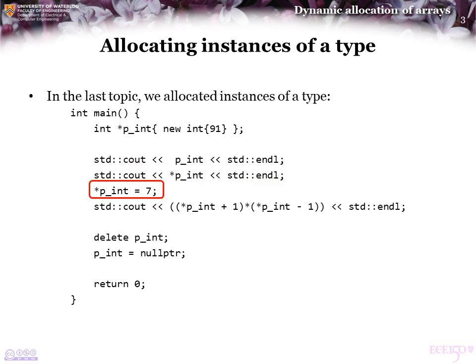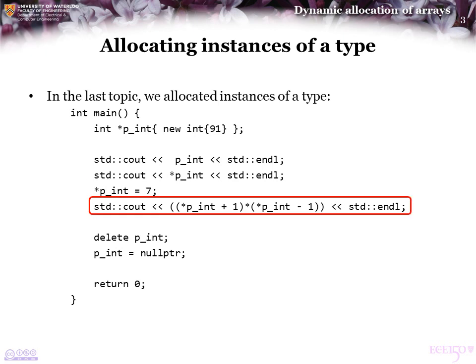Now we're going to change what is there by assigning to what is at that location the value 7. We can now use the value that is there in any arithmetic statement, just like we could have before with a local variable of type int. So here, whatever is at that location, I add 1 to it, and I multiply that by whatever is at that location minus 1. So in this case, because the value stored there is 7, this will print out 6 times 8, or 42.